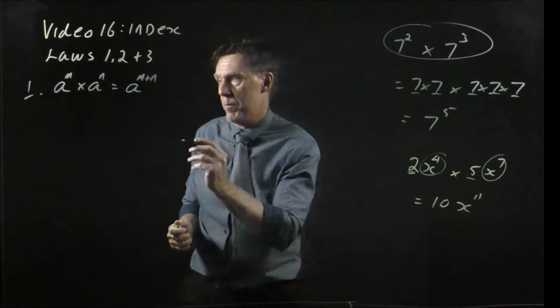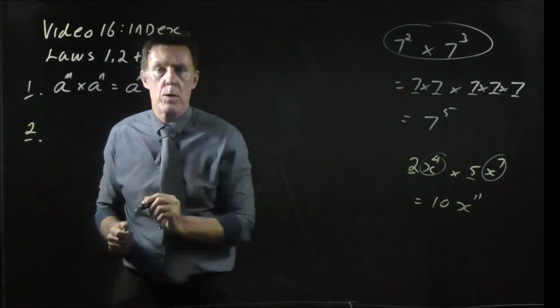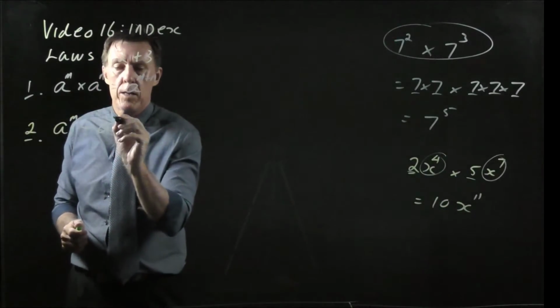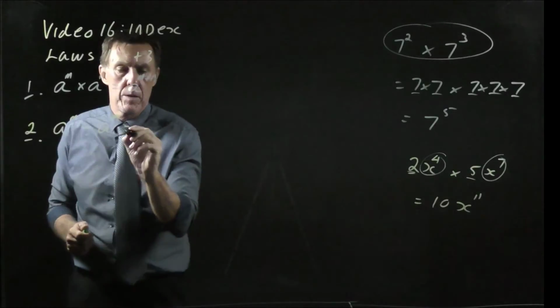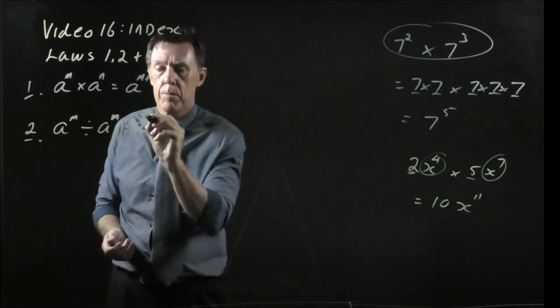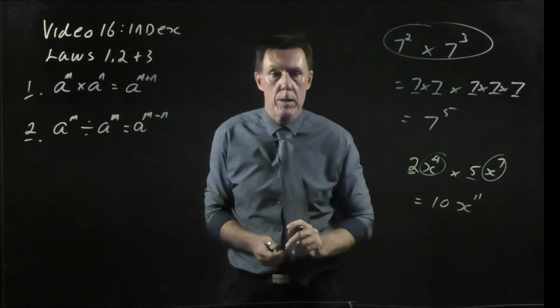Rule number 2. Very similar. If I have 2 powers divided together, a to the m divided by a to the n, I subtract the indices.